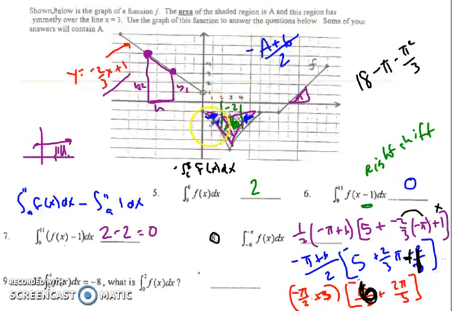And then to get the integral from 0 to 2, I have to take this part as negative 2. So basically I'm going to have negative A over 2 plus 6 over 2 minus 2. So that's going to be plus 1. Negative A over 2 plus 1.